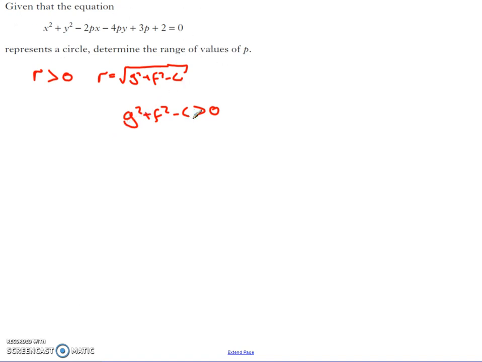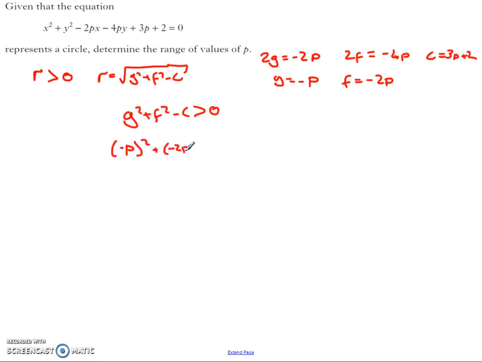What we now need to do is find g, f and c, substitute them in and solve it. So I know that 2g, just from the equation, is -2p. I know that 2f is equal to -4p, and I know that c is equal to 3p plus 2. From these, g is equal to -p and f is equal to -2p. Substitute them in. So I get (-p) squared plus (-2p) squared, take away c, which is take away the (3p plus 2), and I know it's got to be bigger than 0.